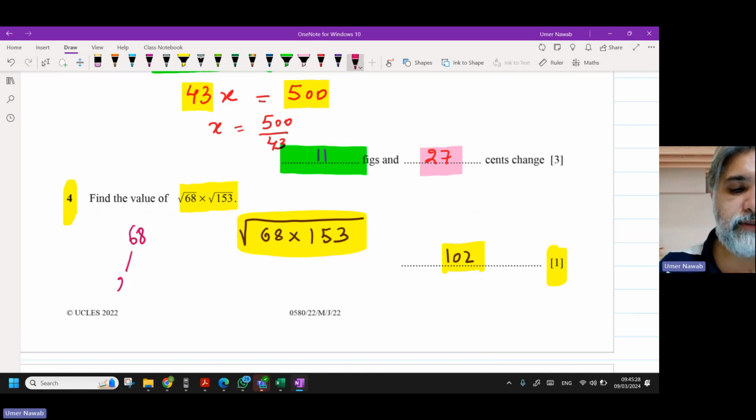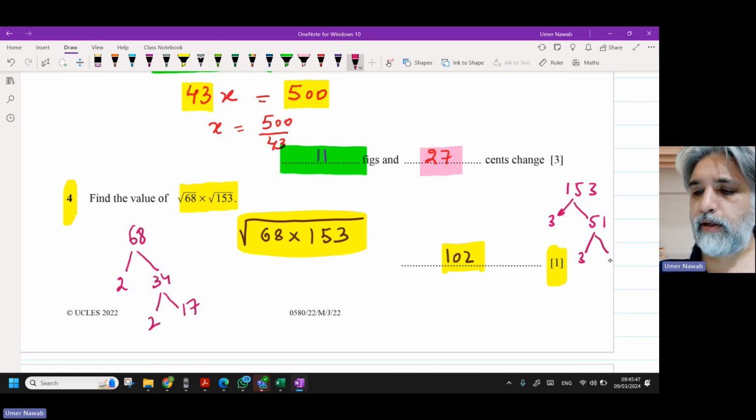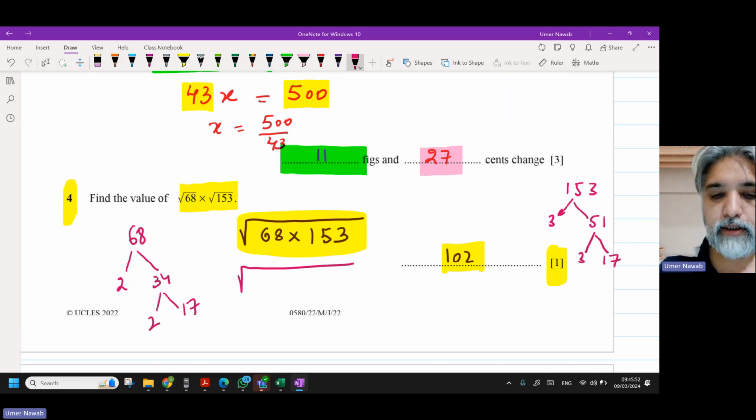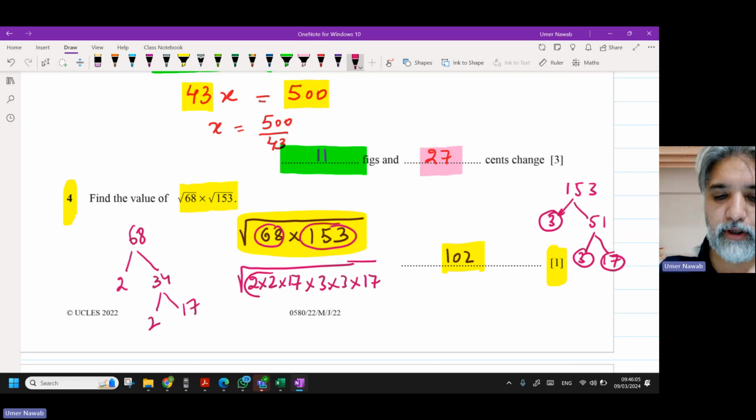Definitely, they say, Mr. Omar, 2 times 34, okay, and 2 times 17. Done. And then 153 divided by 3 gives you 51, and 51 divided by 3 is 17, so 3 times 17. So when I write 68 as 2 times 2 times 17, and 153 as 3 times 3 times 17, now how many pairs do I have?